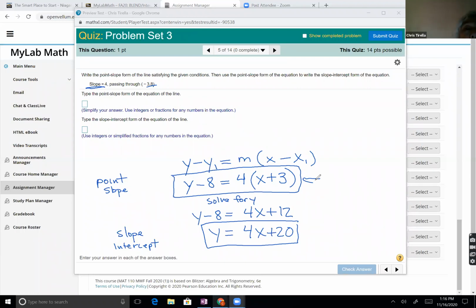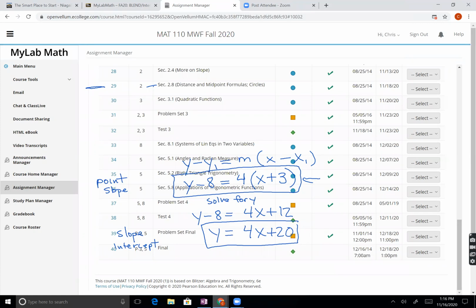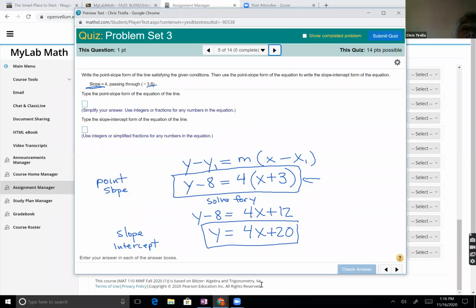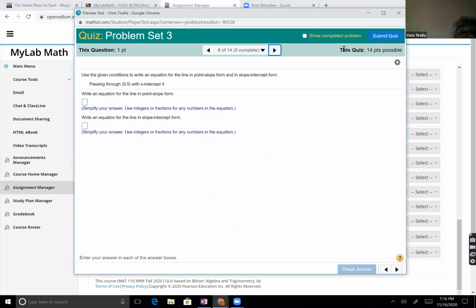Oops. What happened there? Then next, we've got the equation of a line in point slope form and slope intercept form. And we know that it passes through the point 9, 5, and it has an x-intercept of 4.